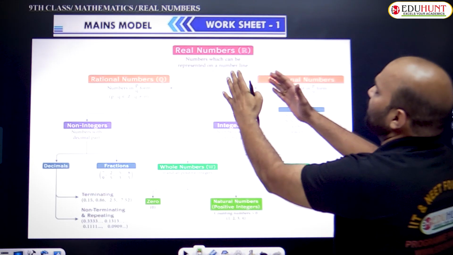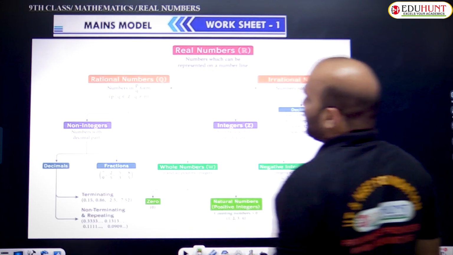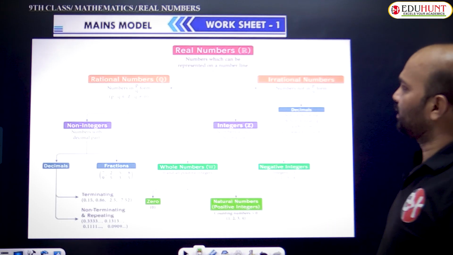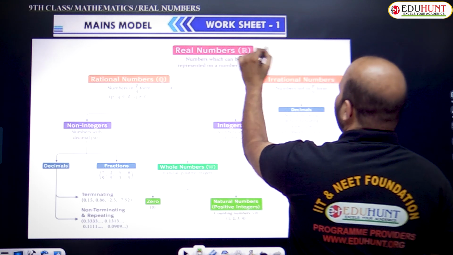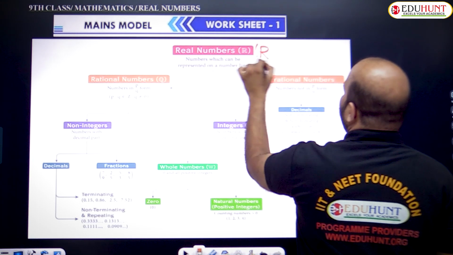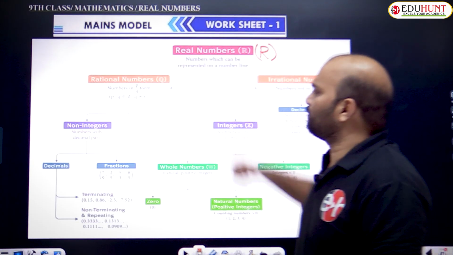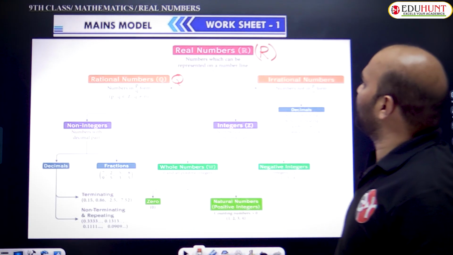It can be divided into two parts: one is the rational numbers and another one is the irrational numbers. Am I clear? Real numbers are indicated with capital R. Rational numbers are indicated with capital Q. So rational numbers are Q, real numbers are R.